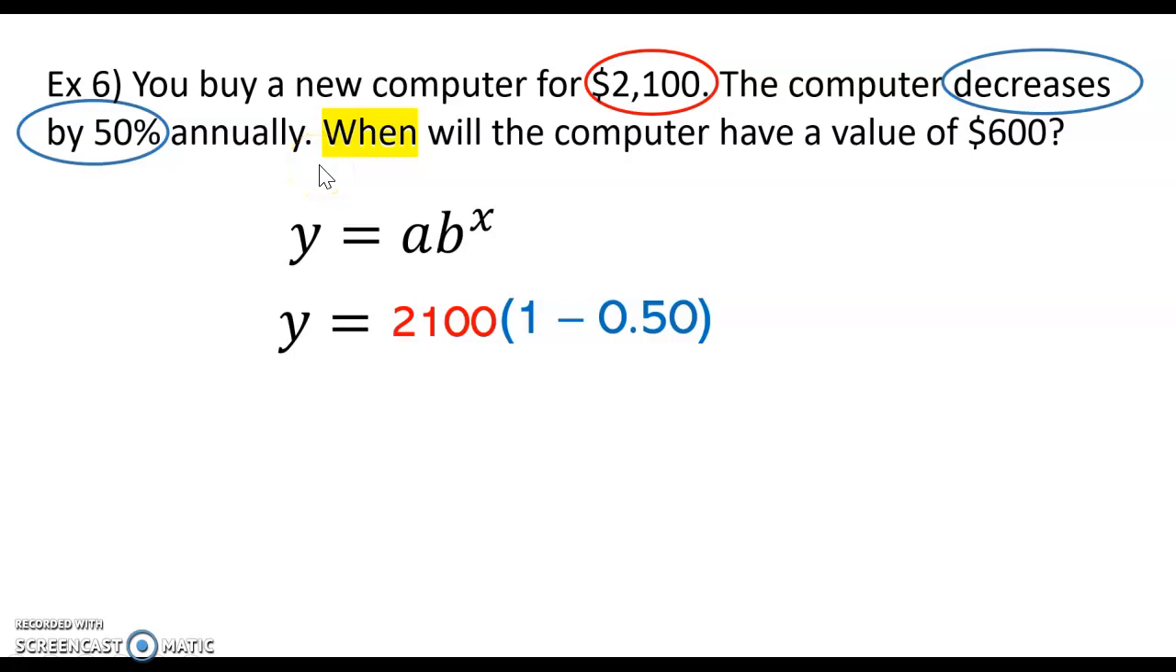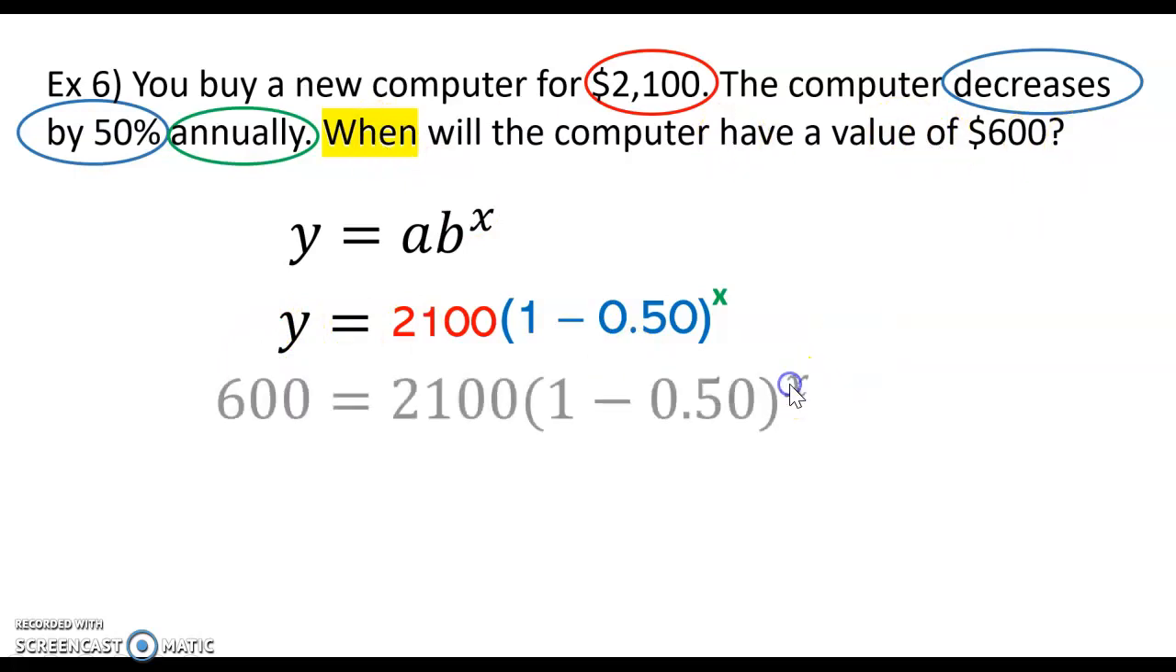Because this word problem does not indicate a specific time, we're going to be solving for the time, which whenever we use the exponential equation, time is represented by x. Therefore, we're going to plug in the variable x. Now, in this particular equation, we have 2 unknown values, but we are given the value of the computer to be $600. Therefore, we can replace the y value with $600 equals 2,100 times the quantity 1 minus 0.50 raised to the x power. We're now going to use Desmos to solve this equation.